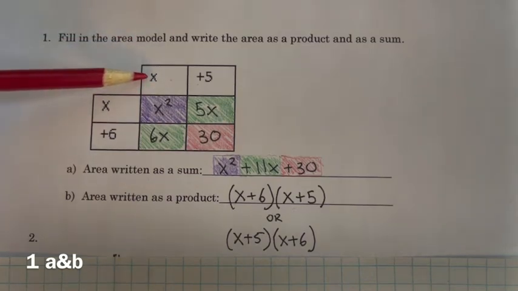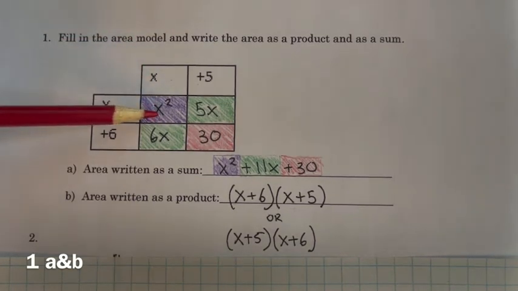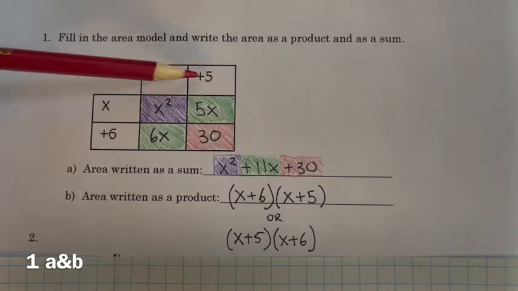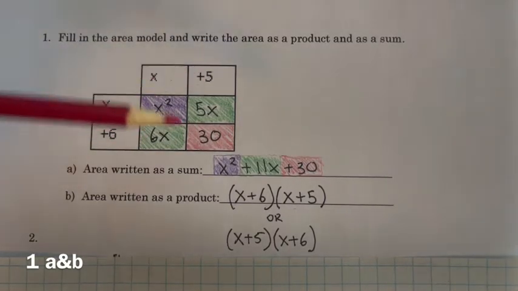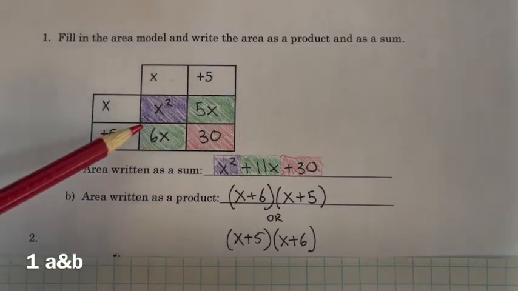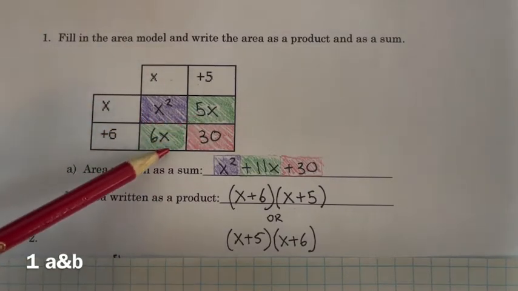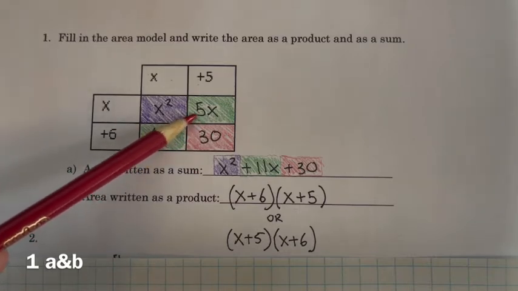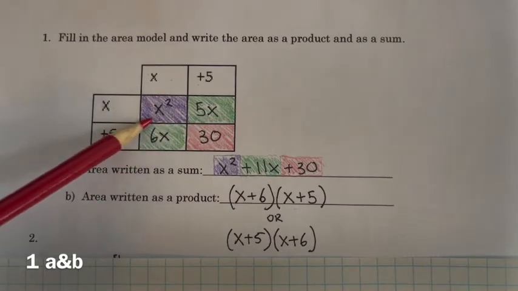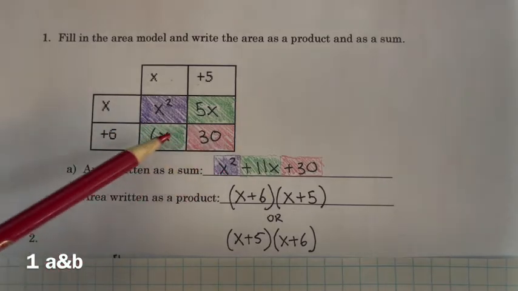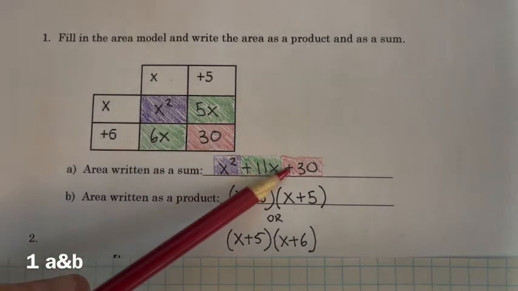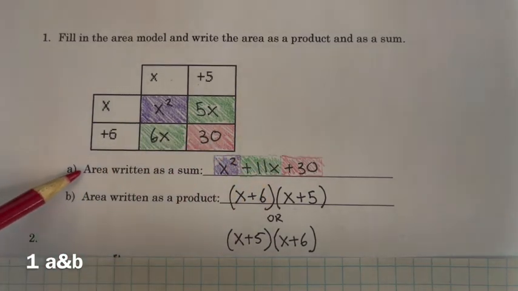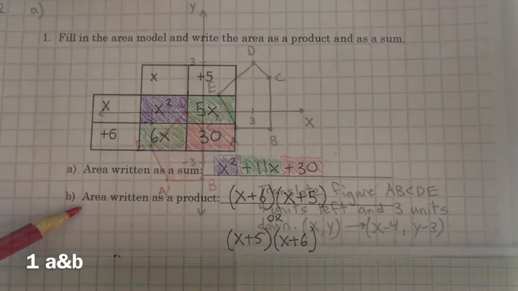For the area written as a sum, we have x multiplied by x is x squared. X multiplied by 5 is 5x. 6 multiplied by x is 6x, and 6 multiplied by 5 is 30. Then we look to see if we have any like terms, and we do have two terms that are like terms, the x values. X squared, no other like terms to combine, so we have x squared. 6x plus 5x is 11x, and a positive 30. So you have the area written as a sum, and the area written as a product.